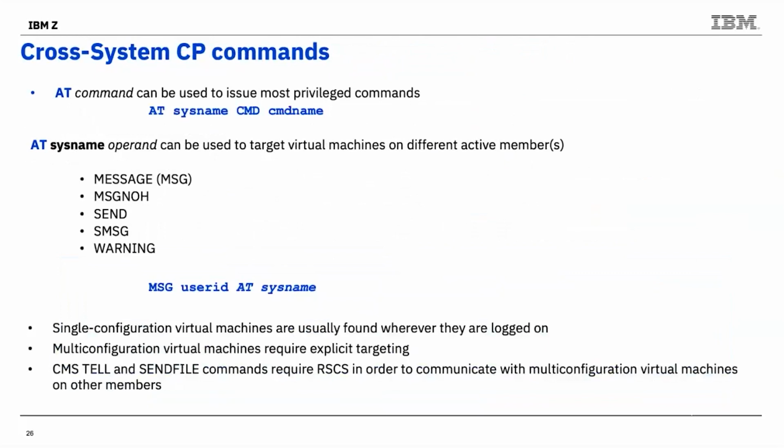Okay, cross-system CP commands. So we can use the @ command to issue most privileged commands to CP, and we do that by specifying the system name that we want to target, and then the command that we want to issue. Likewise, we have an @sysname operand on a variety of different commands, which can also let you target specific virtual machines on different active members. So for example, let's say I wanted to message a user ID that's currently on a different member of the cluster. I could say message, whatever user ID I was trying to reach, the @ operand, and then the system name of the member where they're located. And so we have some capability of doing CP commands across the system as well.